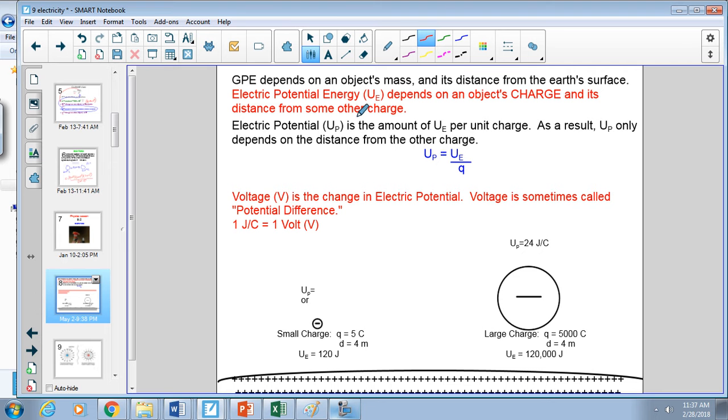So just like gravitational potential energy is dependent on the distance from your Earth, the closer to the Earth that you are, the closer you are with the force of gravity. So you may remember it as looking at force equals big G, m times m, divided by the distance squared. And electrical potential is very similar, and it depends on your distance.